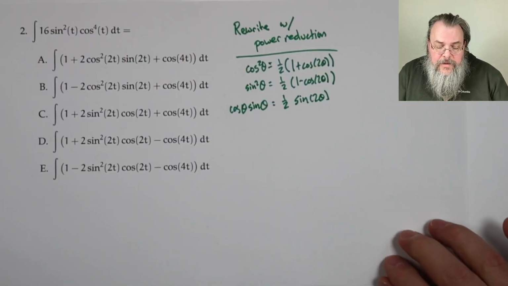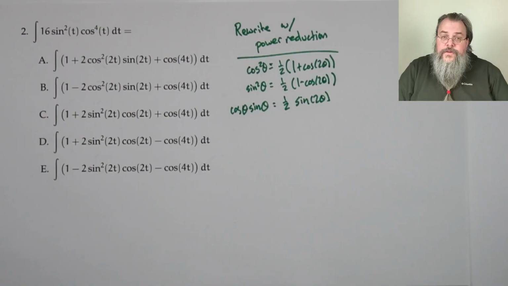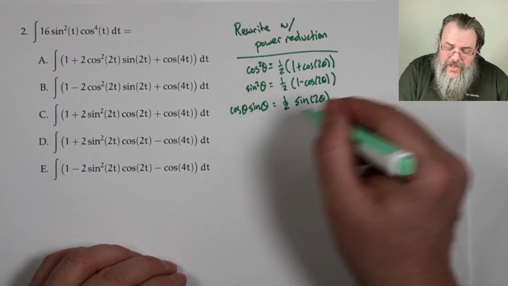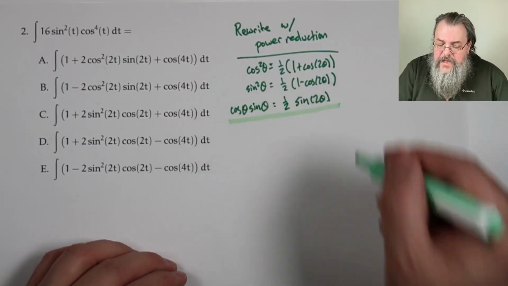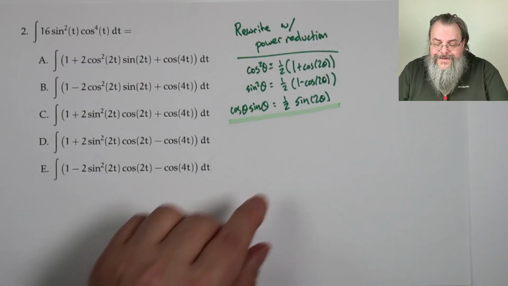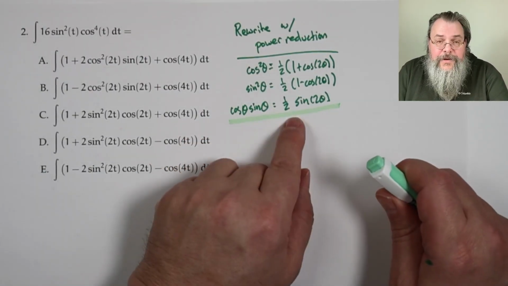And these are the ones that we're going to use to rewrite. Now, while they're all useful, one of them is a little bit more useful than the others. I strongly advise to use that one as much as possible. And you might say, well, why? Well, what does this have going for it that these don't?